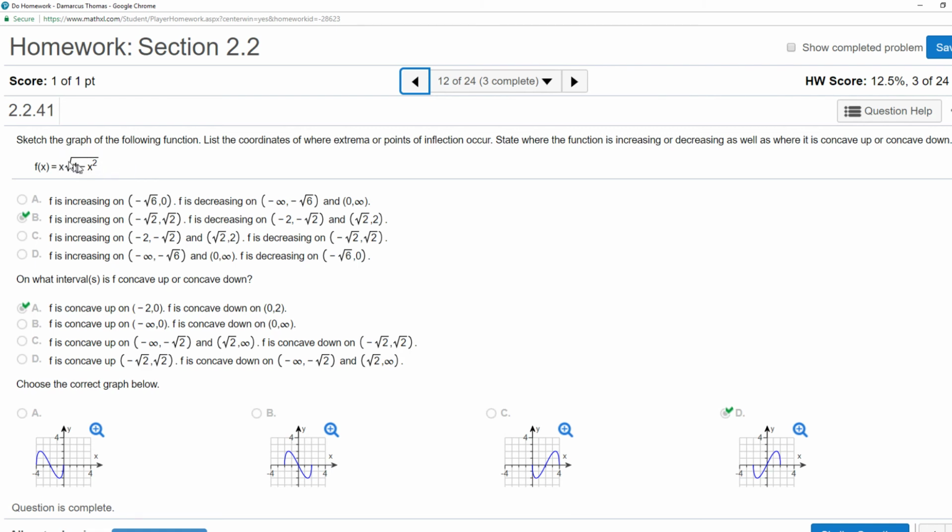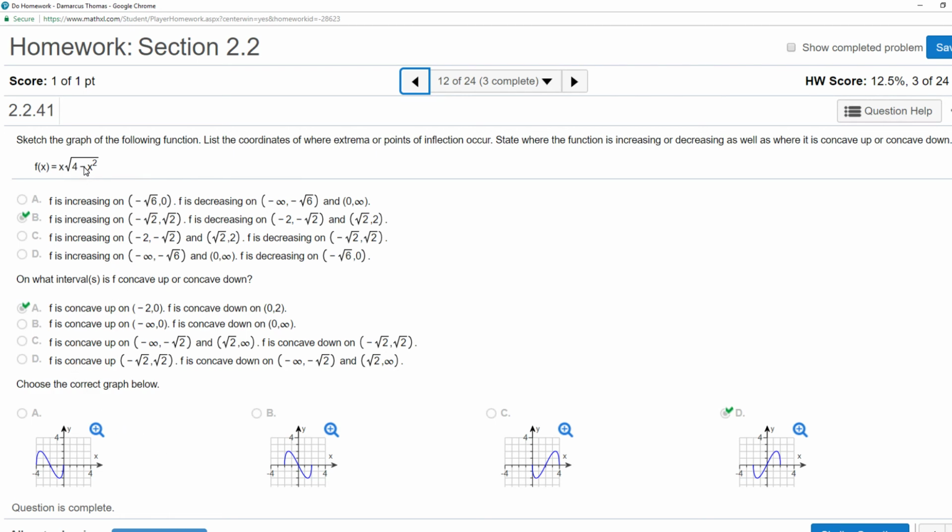So find all your critical values. There will be about 3 of them: 0, -√2, and +√2. Then you plug those into the second derivative, and you will get your relative max, relative min. You'll know where it's increasing, where it's decreasing. This is the second derivative test. This lets you know where it's concave up, concave down. So you can do this problem.